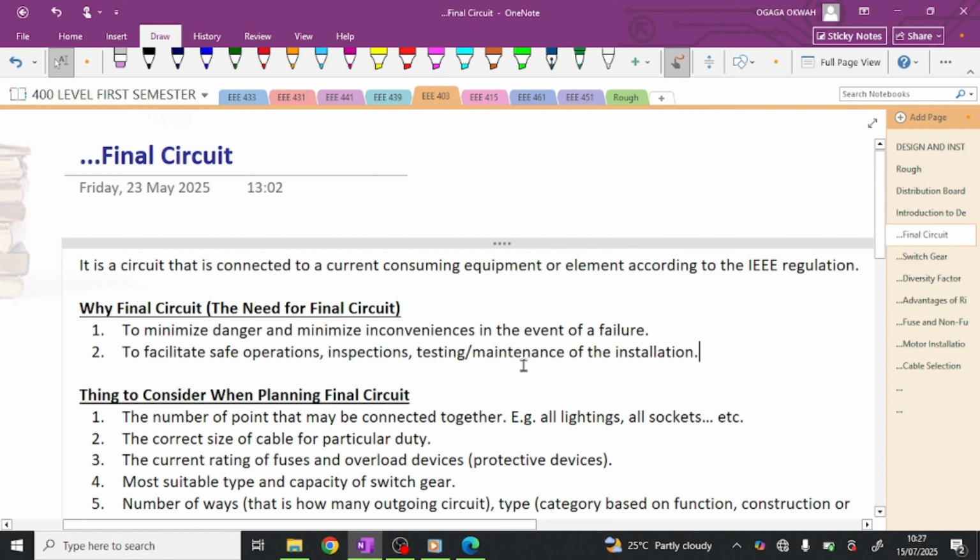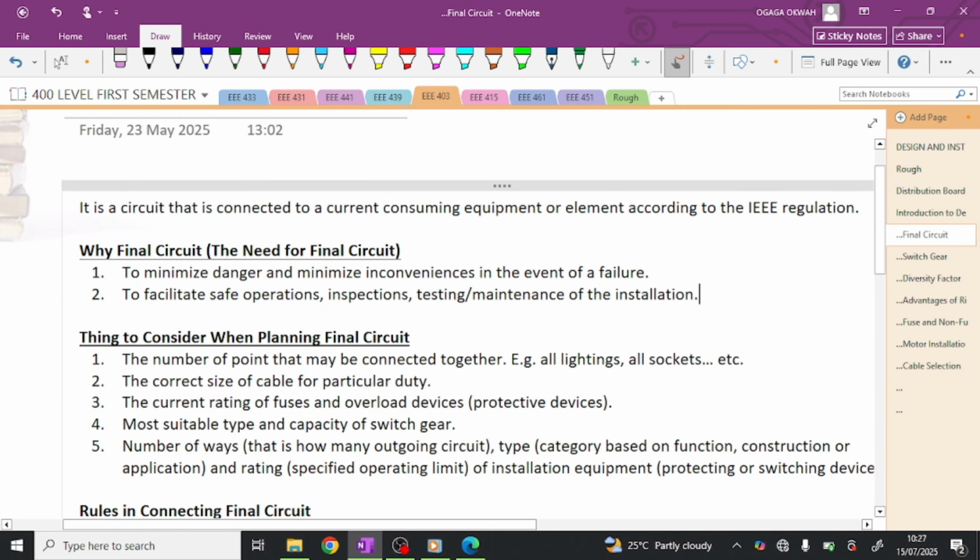So, things to consider when planning a final circuit. Of course, you have to consider the number of points that may be connected together.